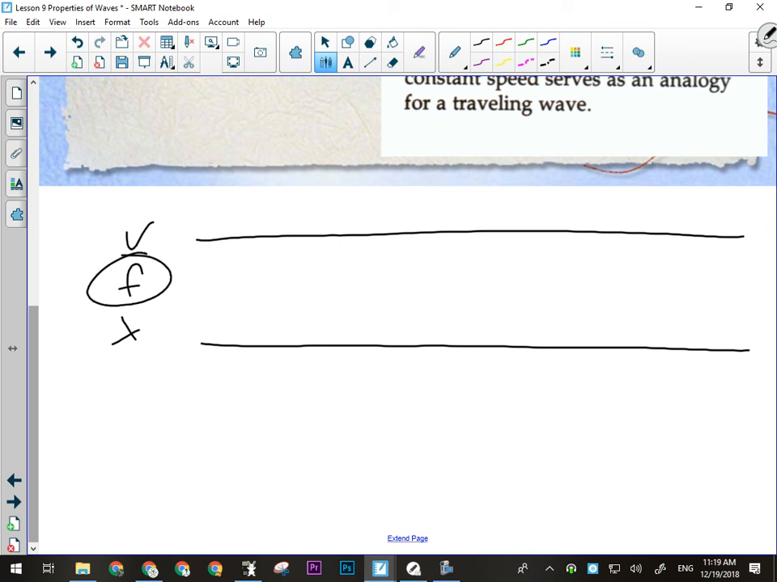Here's the weird thing though. The frequency of a wave never changes. It doesn't matter what you do to a wave. You cannot change its frequency after it's produced. You can change its speed, you can change its wavelength, but you cannot change its frequency.